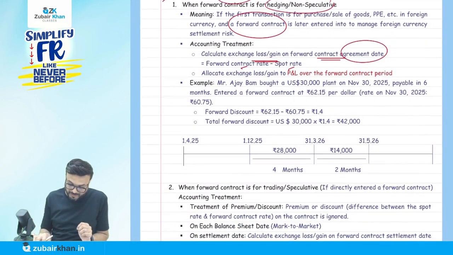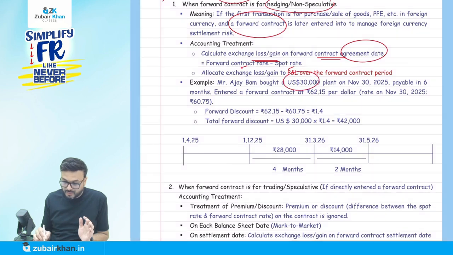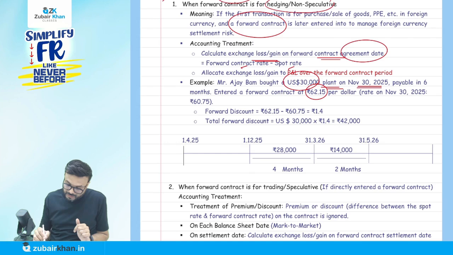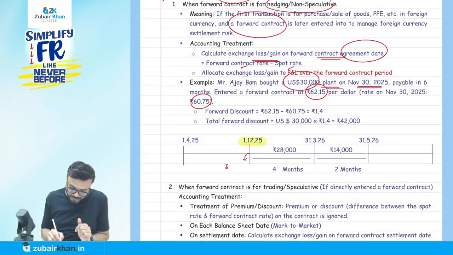So for example, now they say Mr. Ajay Bam bought a $30,000 plant on 30th of November 2025, payable in 6 months. Enter into a forward contract at 62.15 per dollar. The rate on 30th of November is 60.75. Now understand, we purchase the plant on which date? 30th of November. So here the exchange rate, the spot rate, was 60.75.